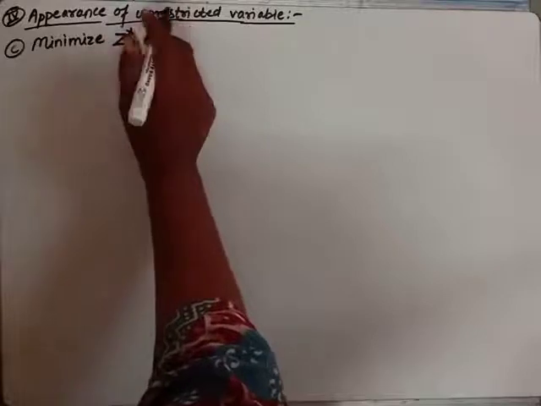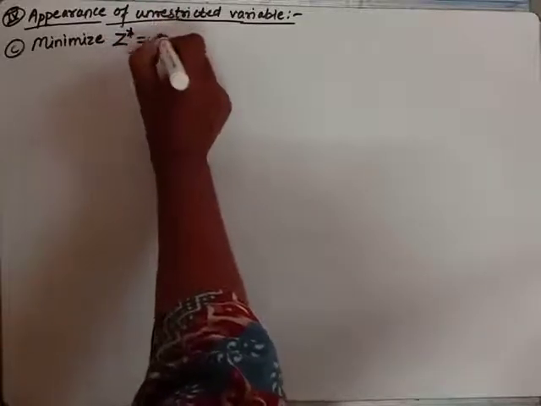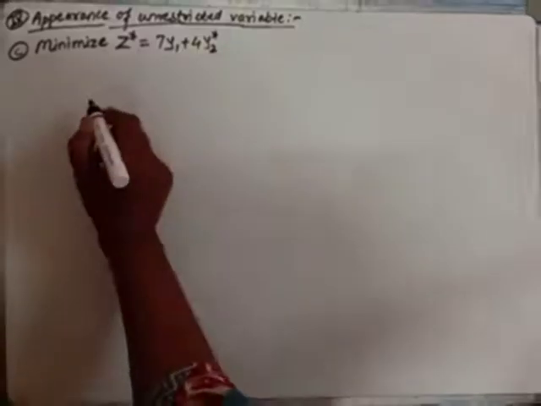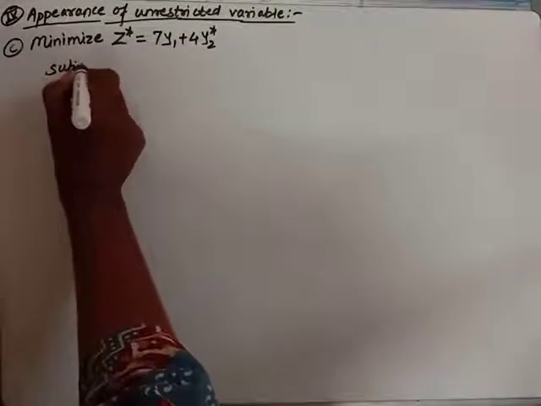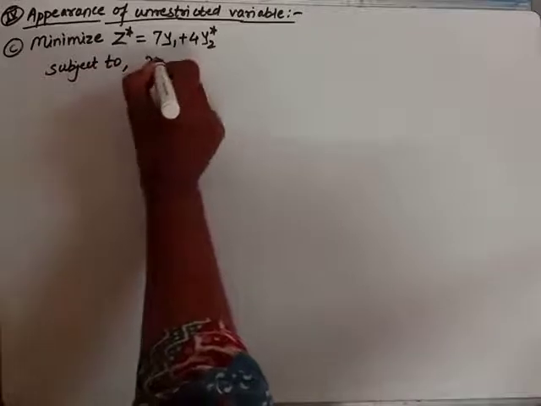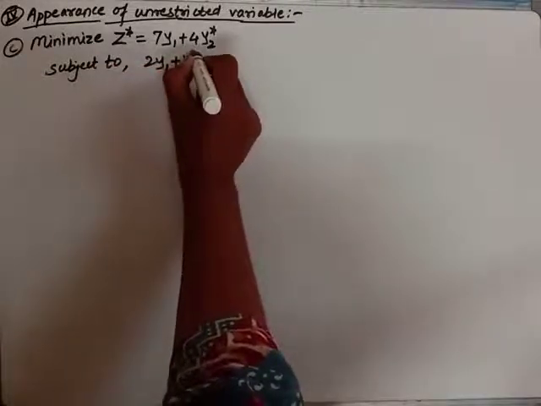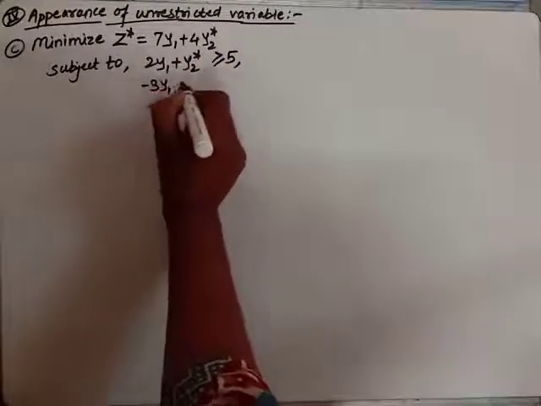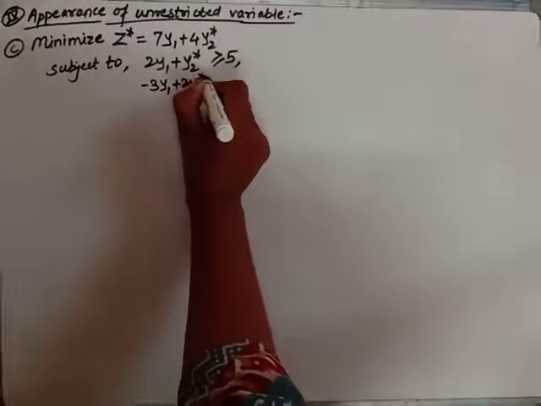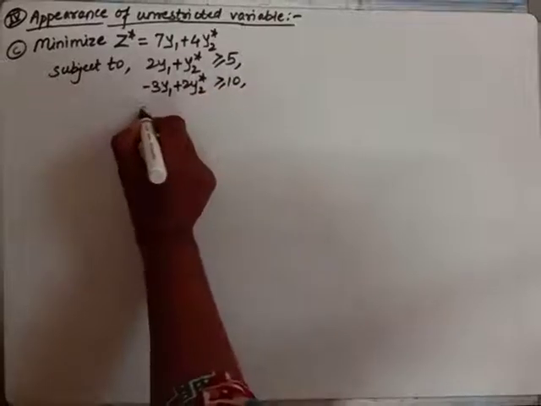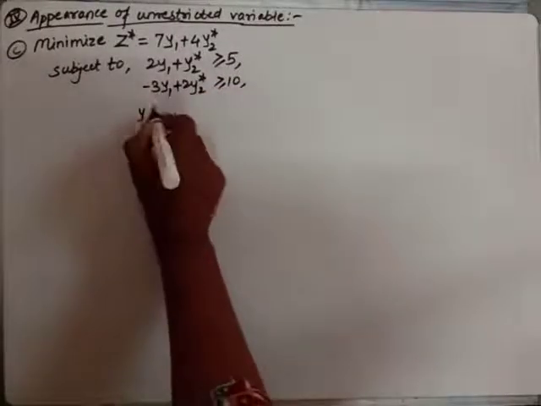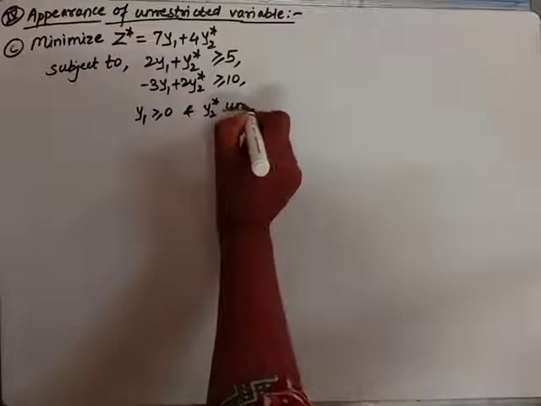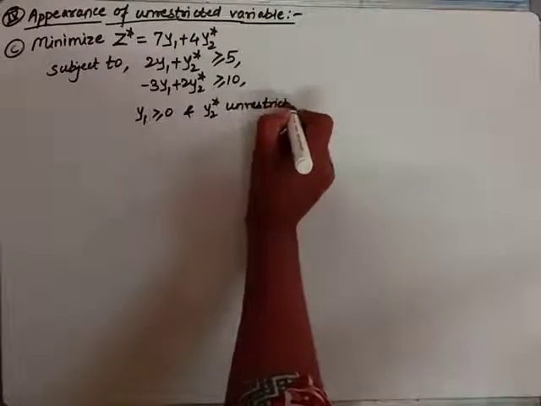z star equal to 7y1 plus 4y2 star, subject to 2y1 plus y2 star greater equal 5, minus 3y1 plus 2y2 star greater equal 10, where y1 greater equal 0 and y2 star unrestricted. y2 star is unrestricted.